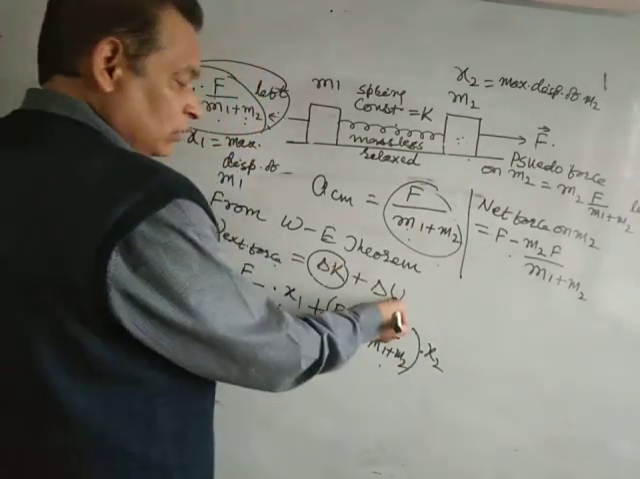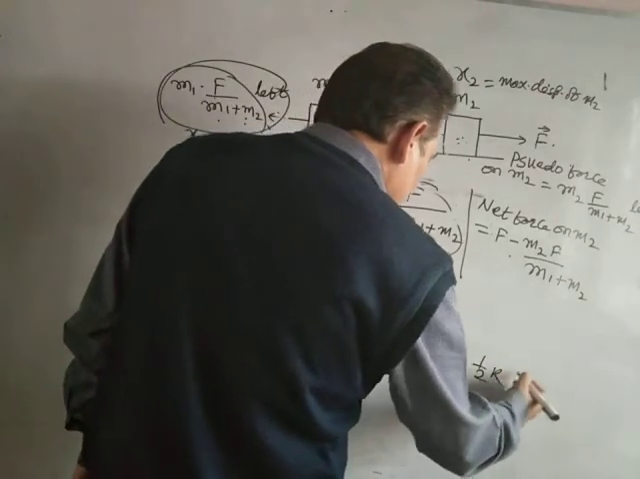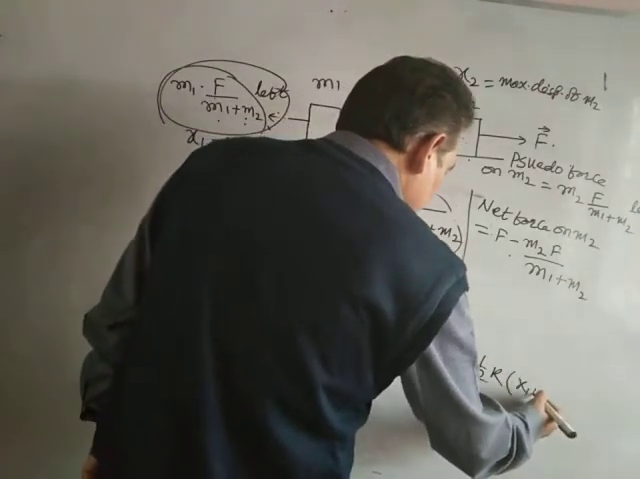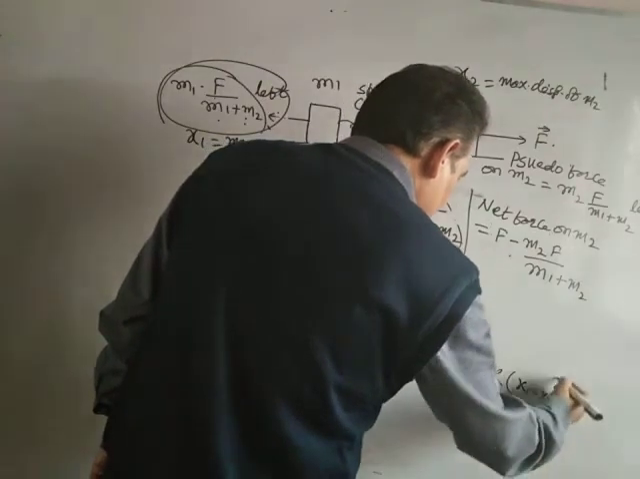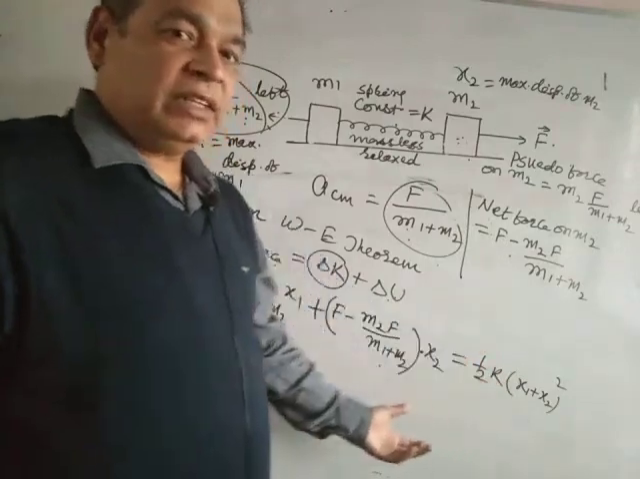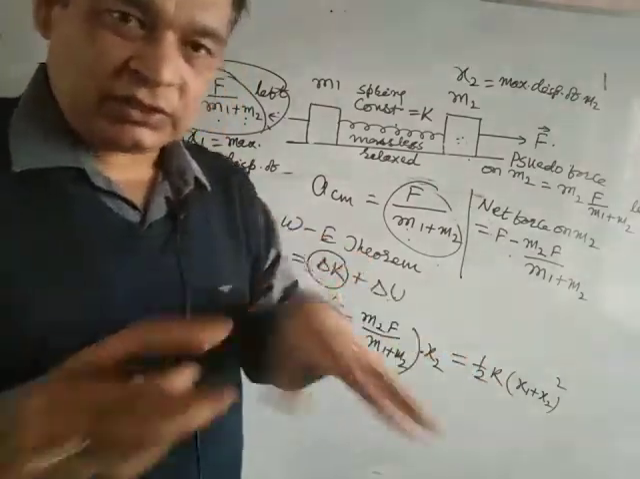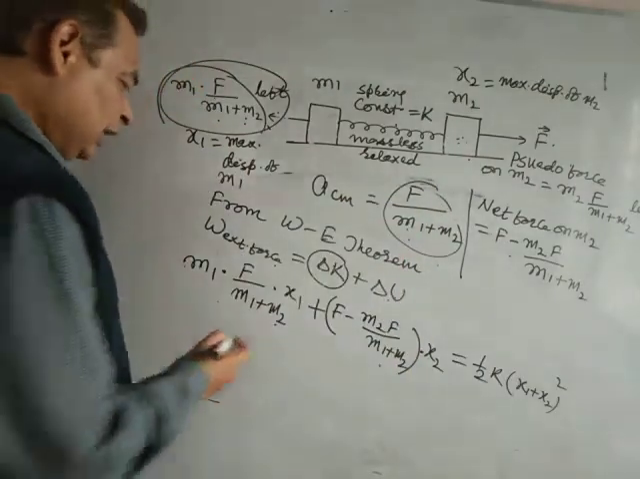delta K is 0, this portion delta U, that's half k x1 plus x2 squared, half k x squared. X is x1 plus x2, because we are writing this equation in the position when the elongation is maximum, that is x1 plus x2. Okay, write down again this one.